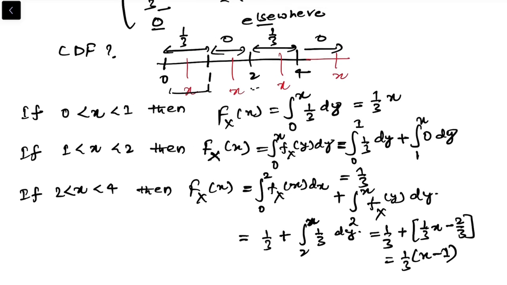now if x lies above 4, then you can simply tell the CDF would be 1, because the sum of the probabilities at the infinity, in this case above 4, is simply 1, right? So F of infinity is 1. This is CDF.